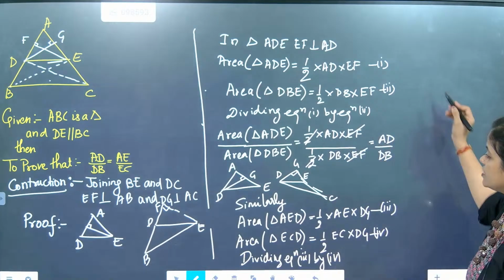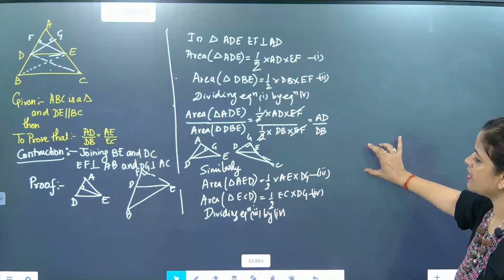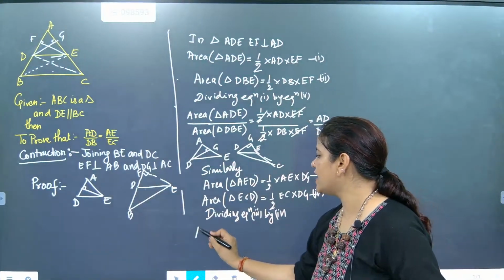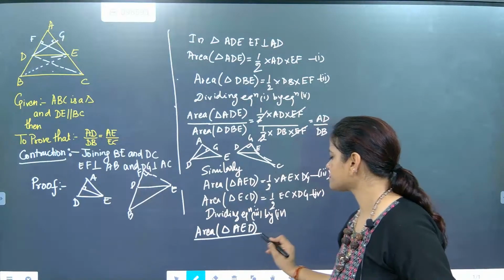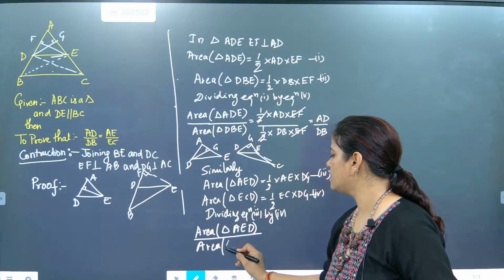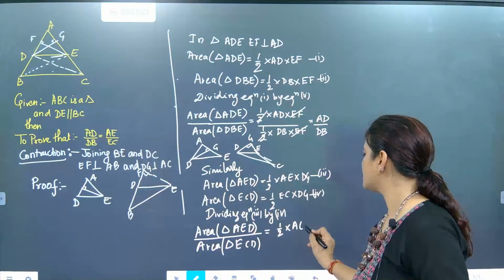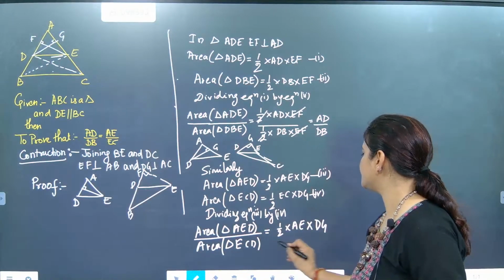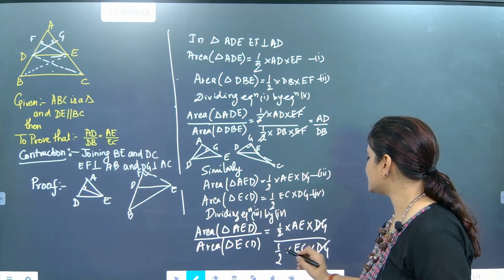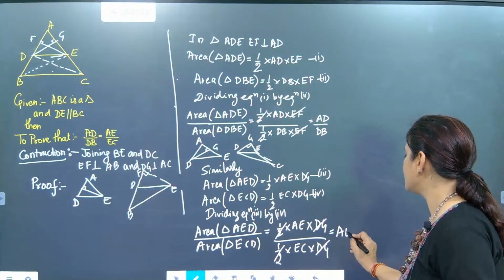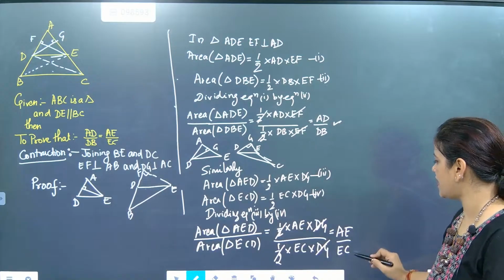So when you are dividing equation 3 by 4, what will come, beta? This part we have done. We will keep it a little bit shifted. So here what answer will come, beta? Area of triangle AED by area of triangle ECD is equal to half AE into DG by half EC into DG. This and this cancel, this and this cancel. So what is coming, beta? AE by EC. Done? Now beta, we got this part and we got this part.